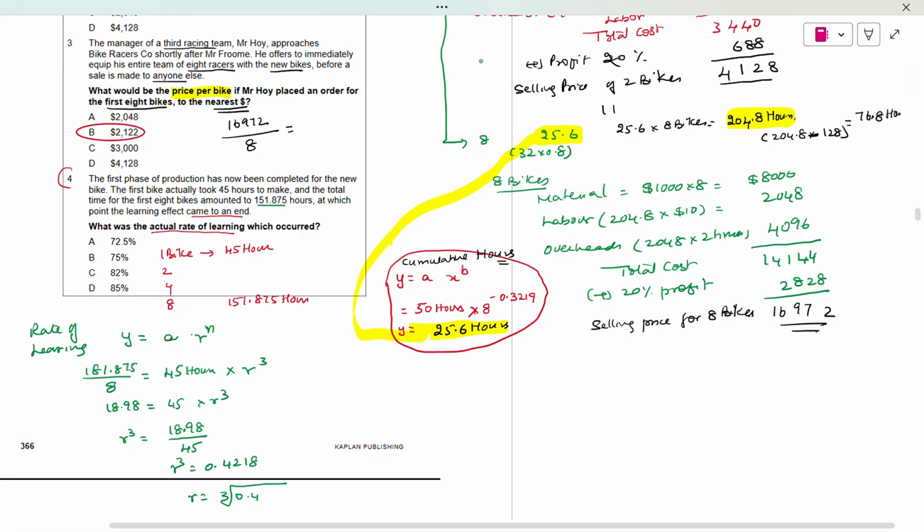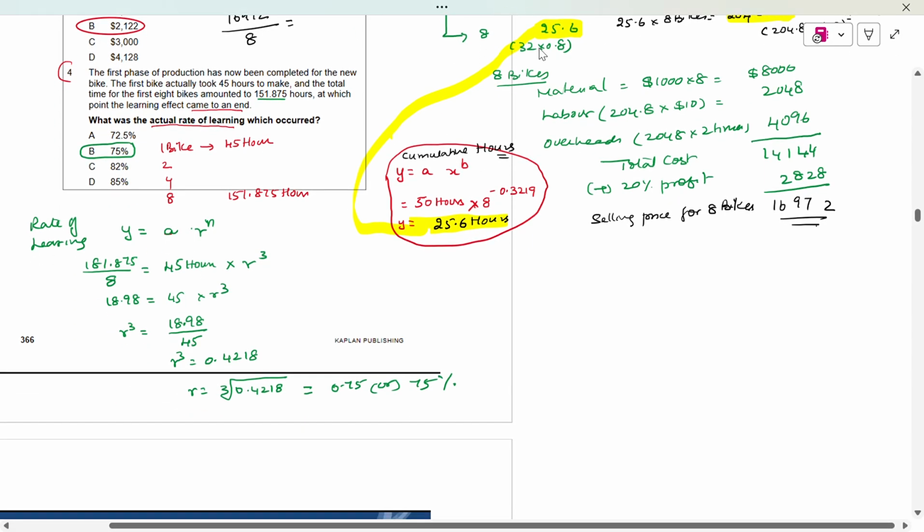root of 0.4218. It comes to how much? 0.75. 0.75 or 75%. Is it okay? Yes.